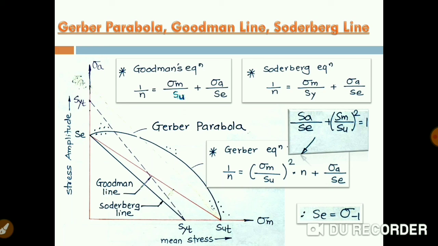In PSG, it is given in terms of sigma a by Se plus sigma m by sigma u squared equal to 1. Se is the endurance limit for the component. So these three equations we can use. Based on the given data, we can make use of a suitable equation and solve the problems.